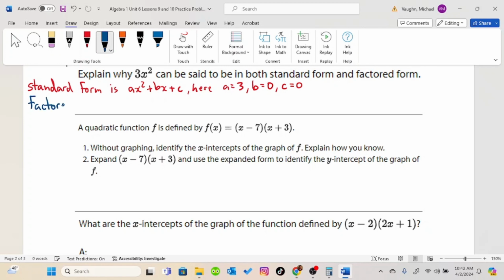Factored form is two linear terms multiplied together. Three x squared equals 3x times x. So this could be seen as a factored form.